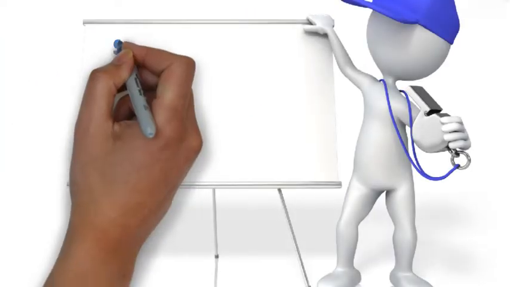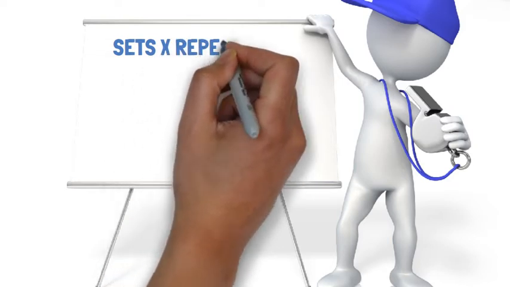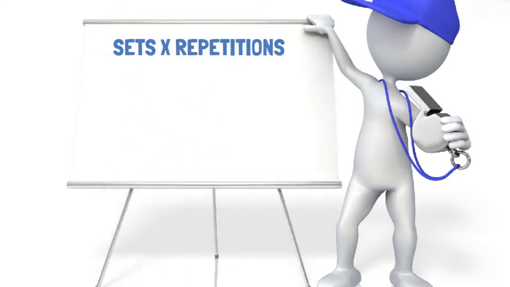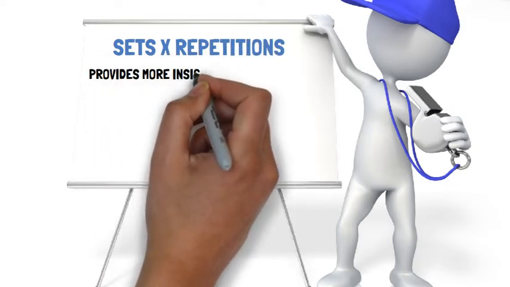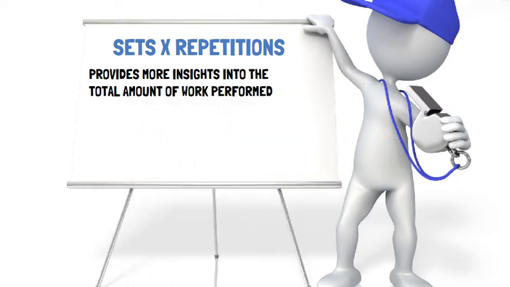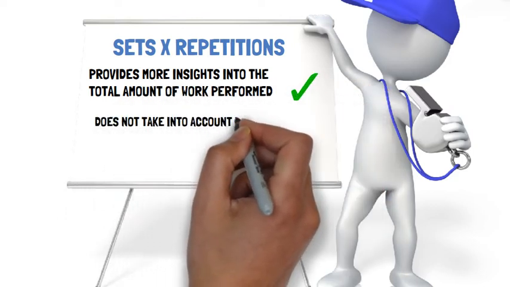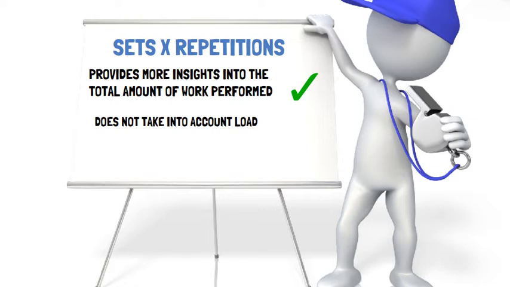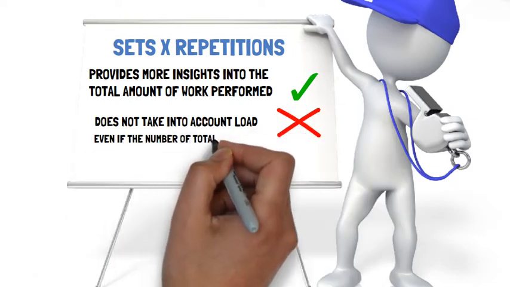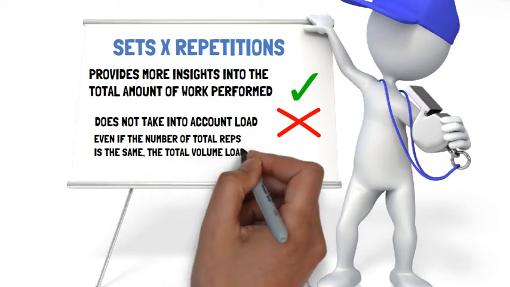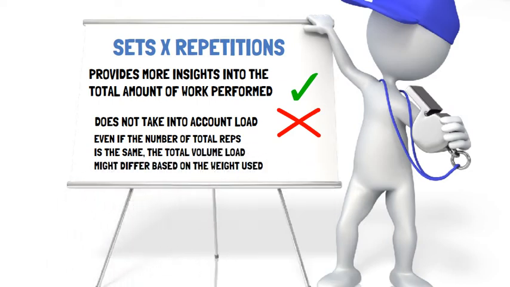The second method is sets times reps. In comparison with the number of sets, this method provides more insights into the total amount of work performed. However, this method does not take into account load, and therefore, even if the number of total repetitions is the same, the total volume load might differ based on the weight used.